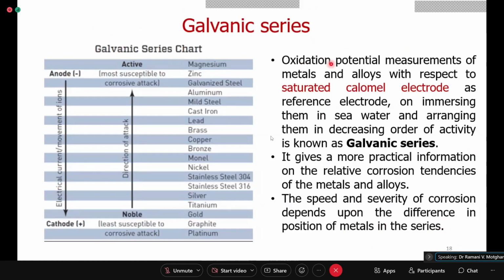Galvanic series is the values of oxidation potential arranged in such a manner that the oxidation potential is decreasing from top to bottom, in decreasing order of activity. This oxidation potential is measured with respect to the saturated calomel electrode, and that too when it is immersed in seawater.